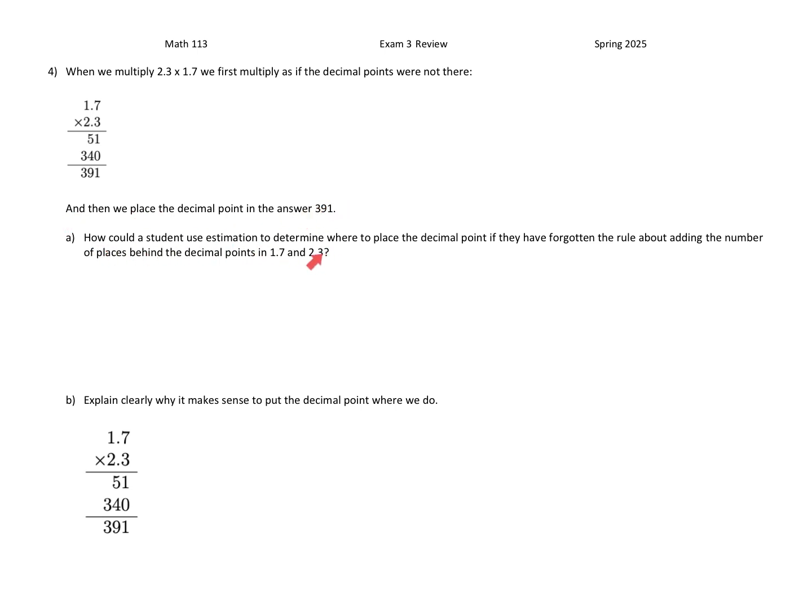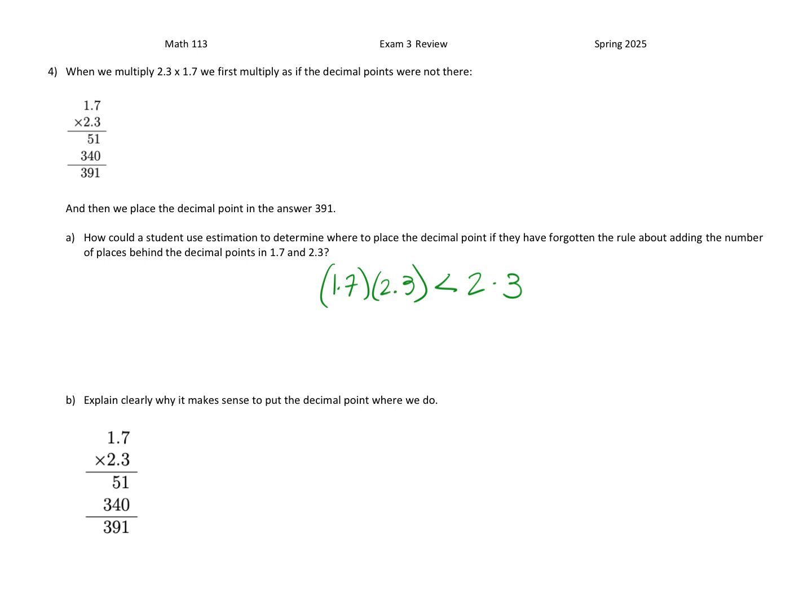How could a student use estimation to determine where to place the decimal point if they have forgotten the rule about adding the number of places behind the decimal points in 1.7 and 2.3? Well, we say 1.7 times 2.3 is definitely smaller than 2 times 3, because we can round 1.7 up to 2 and 2.3 up to 3.